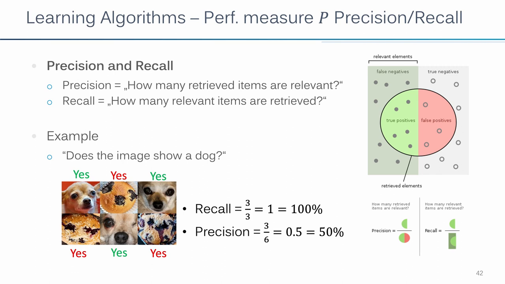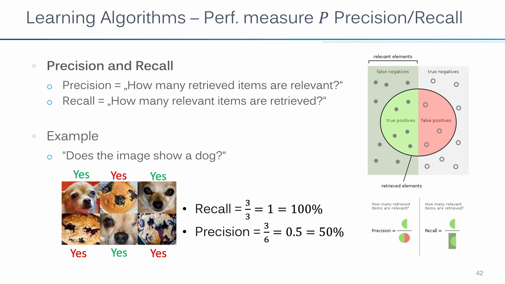So we can have another example here: does the image show a dog? Those are images of dogs and muffins, and they look similar. So we always say, yes, it is a dog. And in this sense, we get all of the relevant items, right? Here, the recall has to be high because we got all the dogs. We got all 3 dogs. We also did get the muffins, but we got 3 dogs. So the recall is 100%. We got all the dogs, that's great.